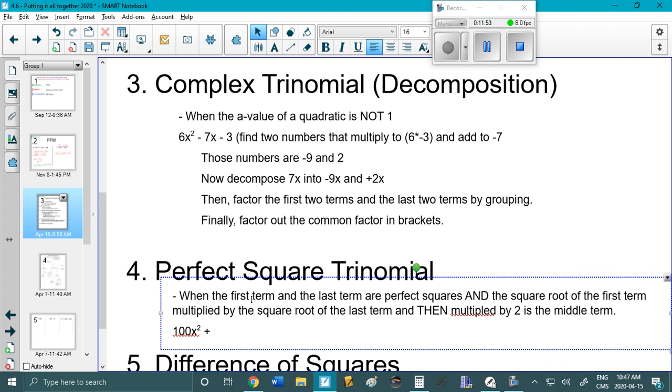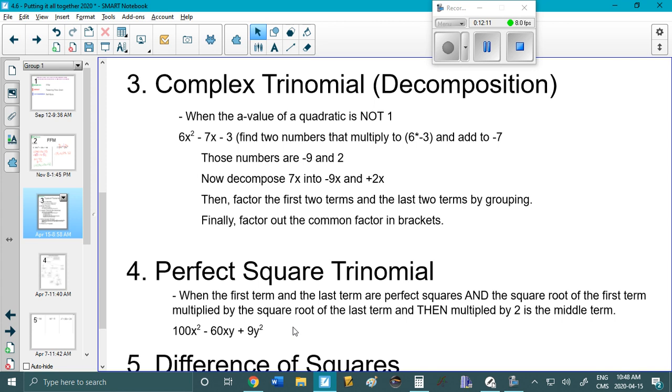Don't write this down as I do it. 21. No, let's do 9y squared. And then in the middle, we would have minus 60xy. So let's try that out.